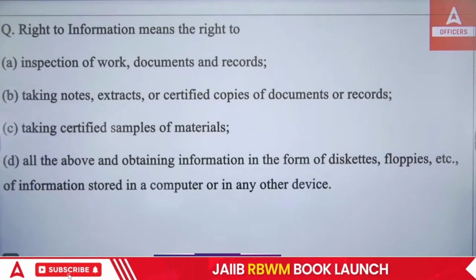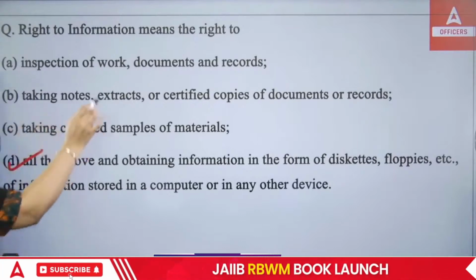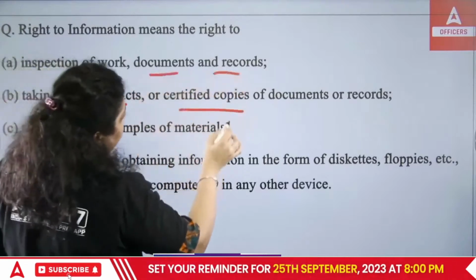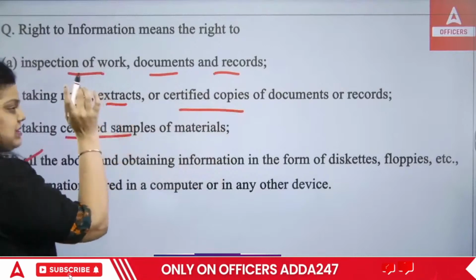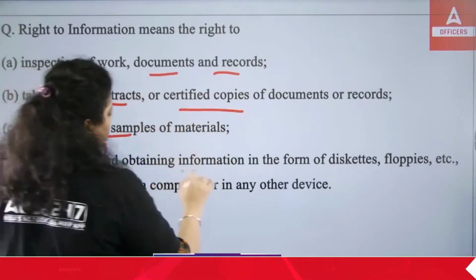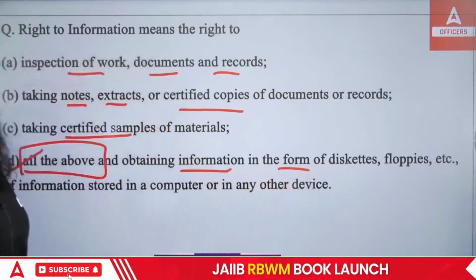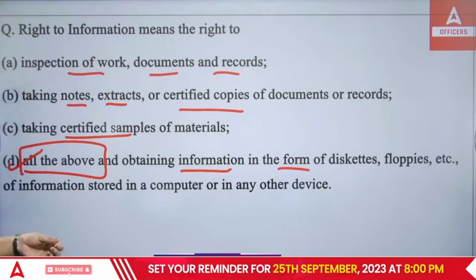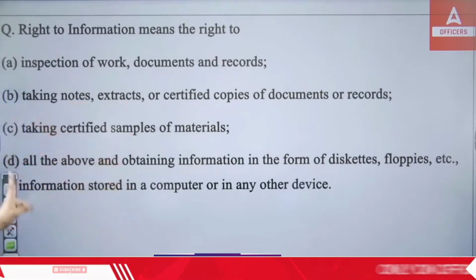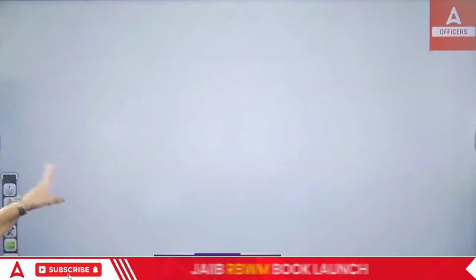Okay, so the right answer is it will cover everything: the inception of work, document records, taking notes, extracting certified copies of documents or records, taking certified samples of material. All of the above will be there, plus obtaining the information in the form of diskettes or floppies or disks, whatever the form in which you stored the information, all will be covered. So the right answer will be D. Right answer is what? D.